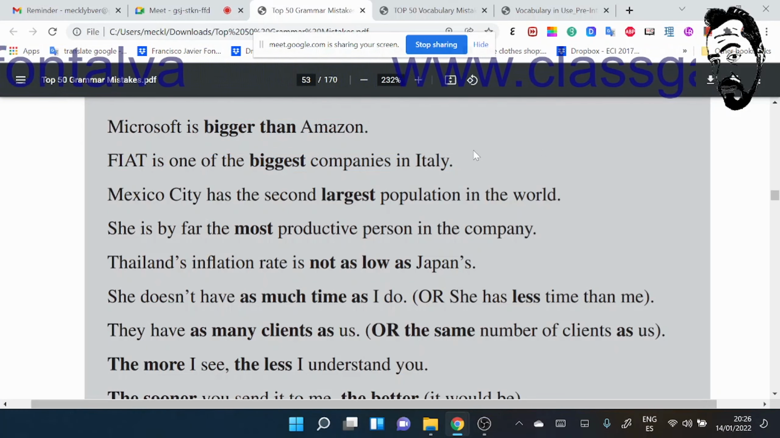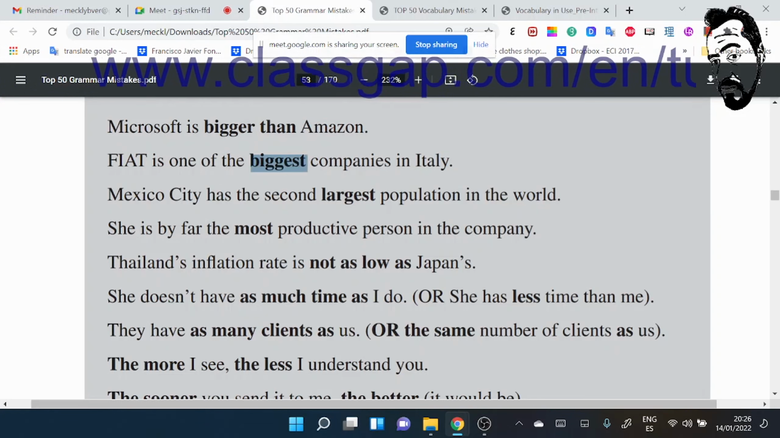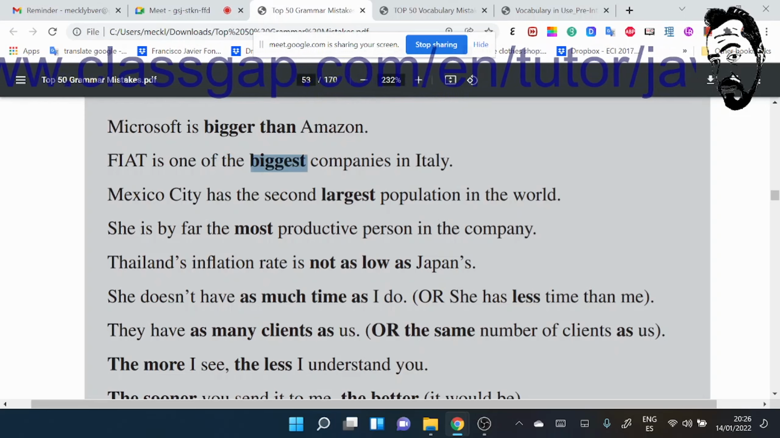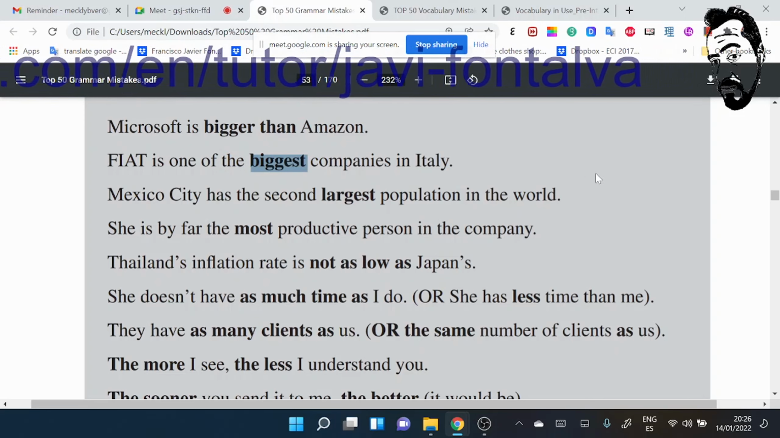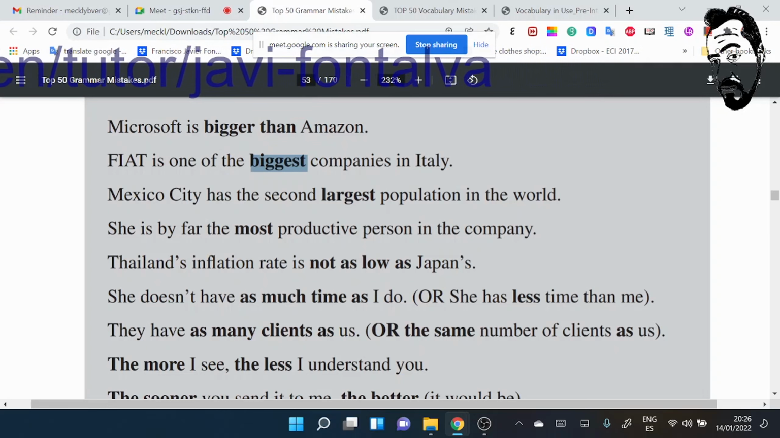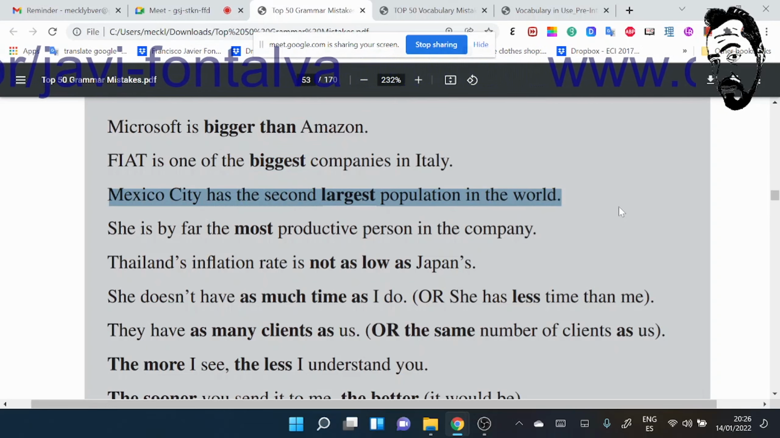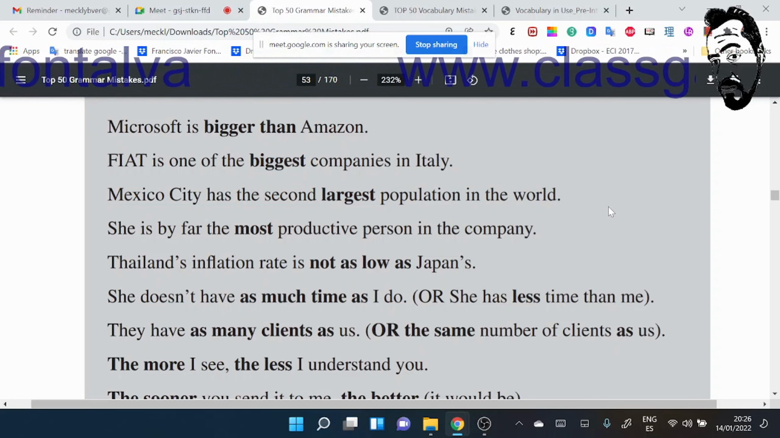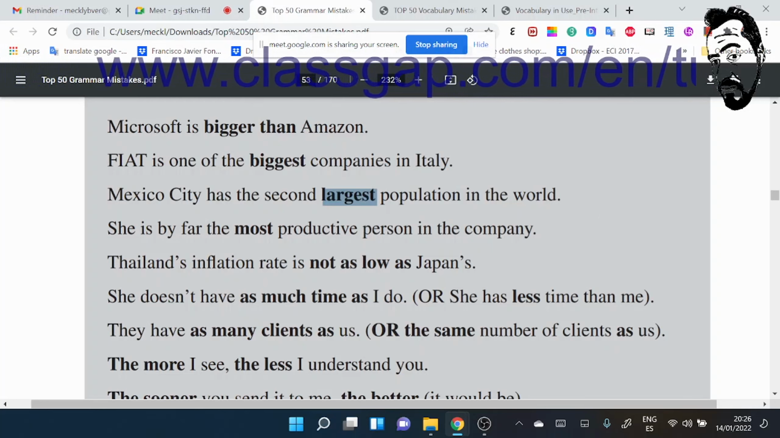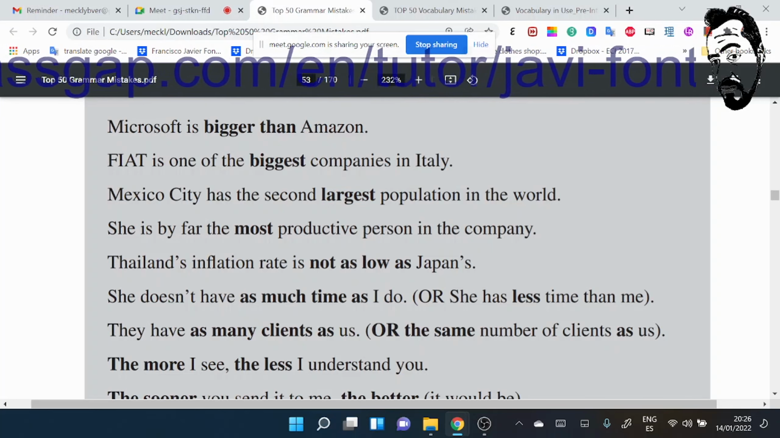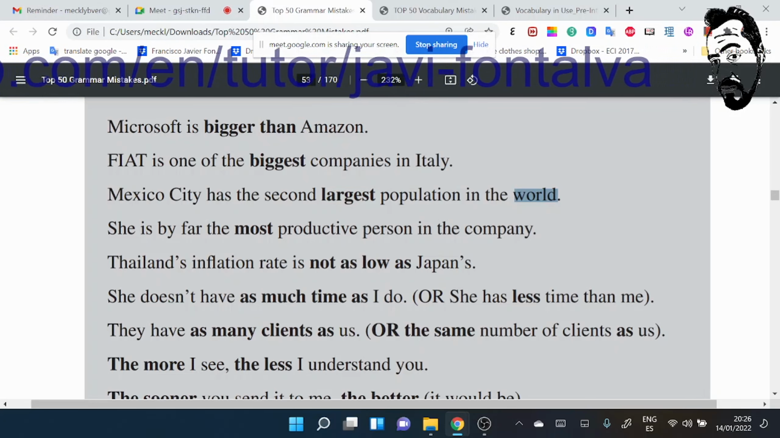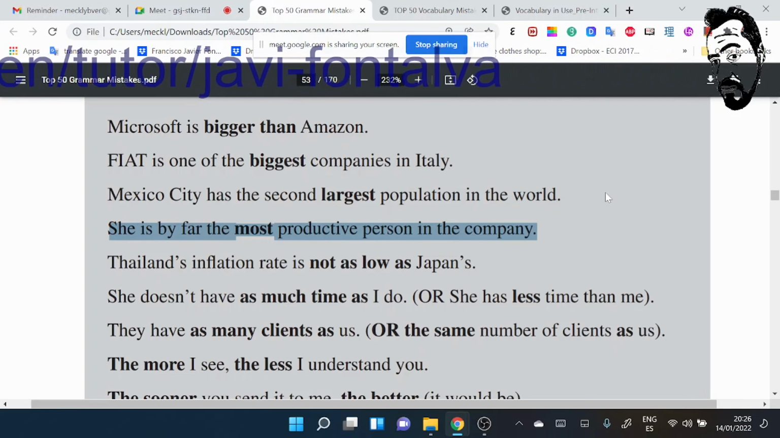Fiat is one of the biggest companies in Italy. Notice here I use the biggest. So here I mean number one in size, yeah? The biggest. Next one. Mexico City has the second largest population in the world. Largest. So large is like big, yeah? Okay, next one.